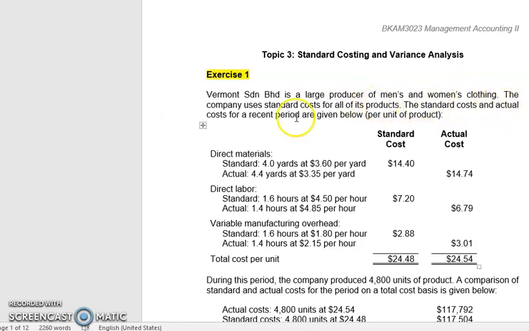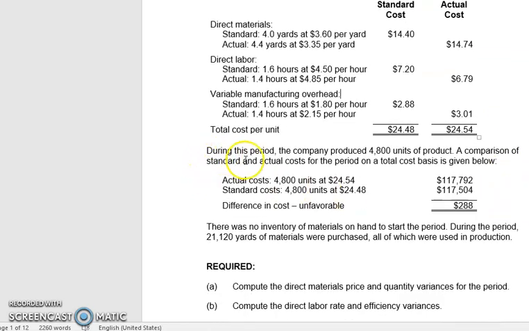The company uses standard cost for all of its products. The standard cost and actual cost for a recent period are given below. The standard cost and actual cost of direct materials, direct labor, variable manufacturing overheads. During this period, the company produced 4,800 units of product.